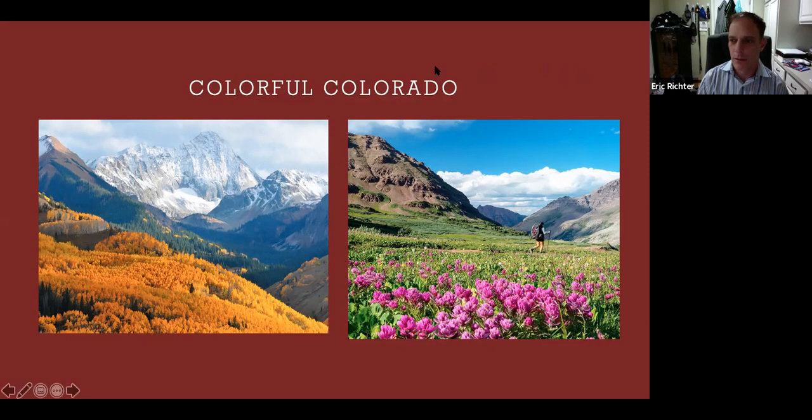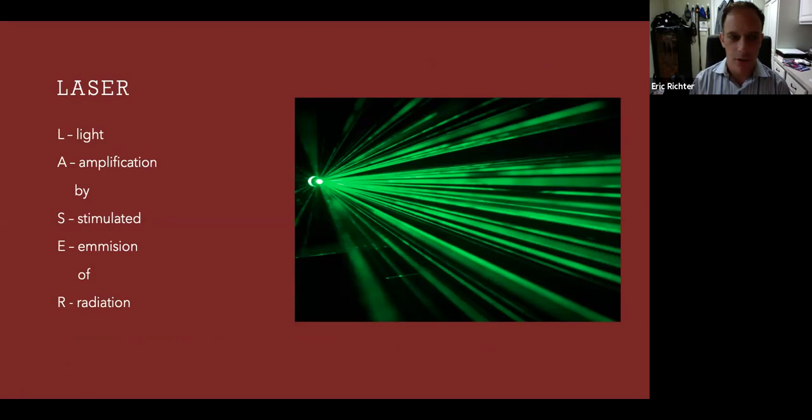Okay, next slide. So LASER is actually an acronym, but now it's considered a word in the dictionary because it's been used so commonly. But as you can see there, it stands for light amplification by stimulated emission of radiation.